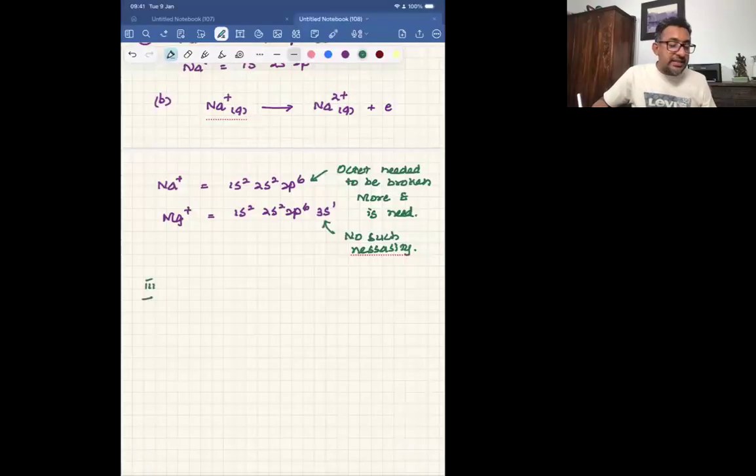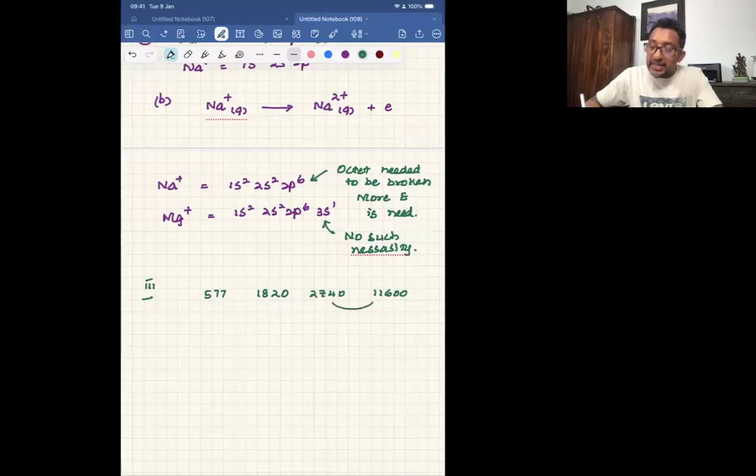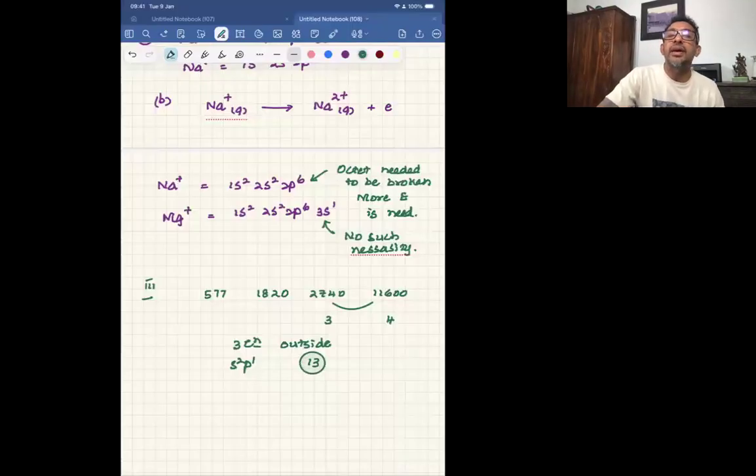It says an element X in period 3 of the periodic table has the following successive ionization energies: 577, 1820, 2740, and then 11,600. Now the big jump in energy is between the third one and the fourth one. That means there are 3 electrons at the outermost energy level. Outside 3 electrons means it gives you s2p1. It belongs to group 13. Same kind of thing. Everybody okay? Is it clear?